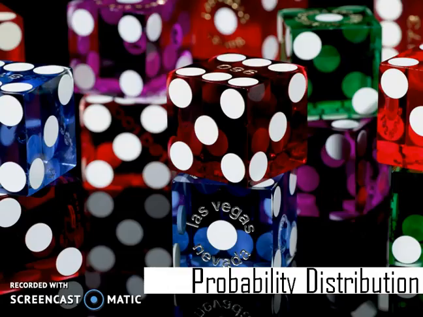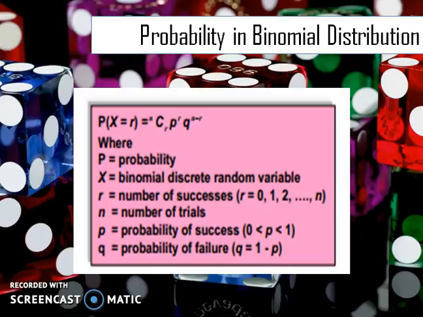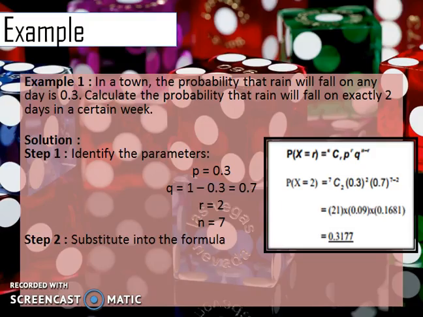Next, we are going to take a look at probability distribution. First, we are going to take a look at the binomial distribution. These are the variables in binomial distribution. Now let's see the example.